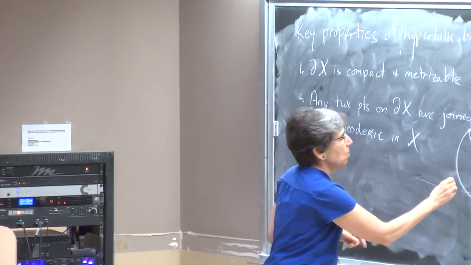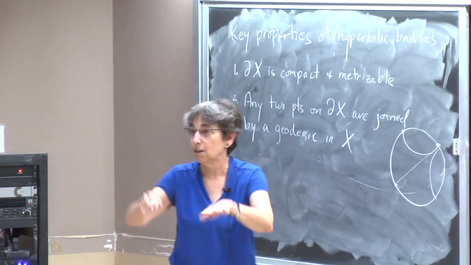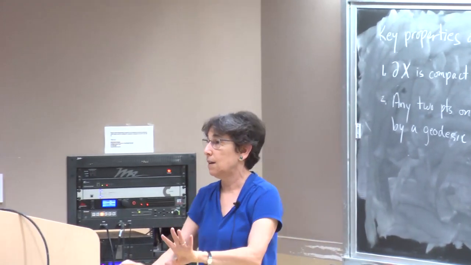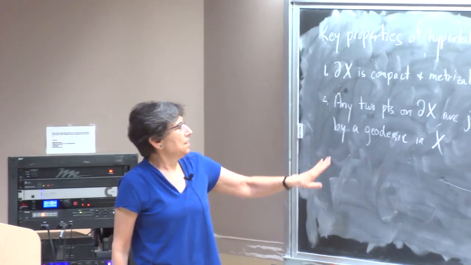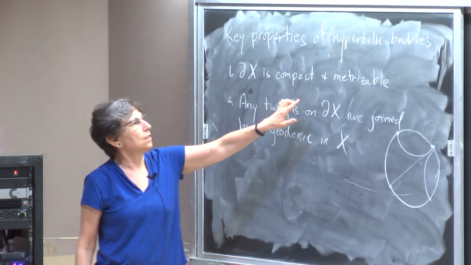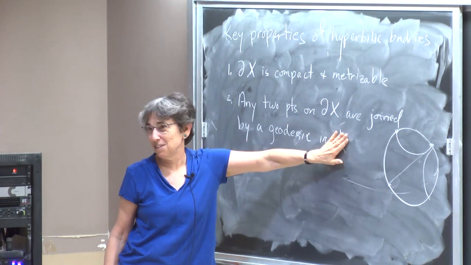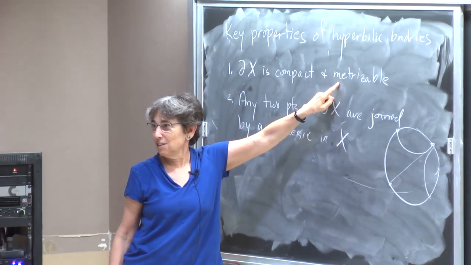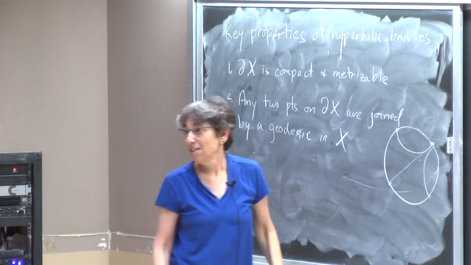There's always a bi-infinite geodesic that gets me from where I'm standing to any other point on the boundary. Maybe I want to see this point, I can do that. Maybe I want to see this point, I can do that. There are these bi-infinite geodesics that connect any point to any other point. Interestingly, just to show you how this is a useful fact, let's say I wanted to construct a metric. Here's one way to do it.